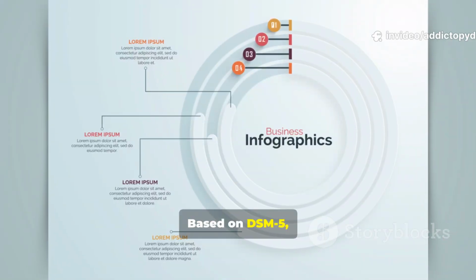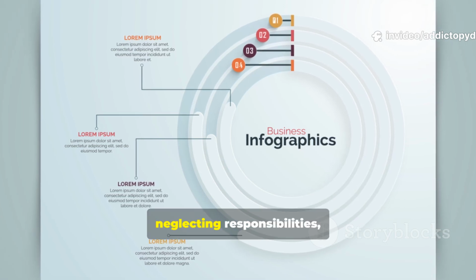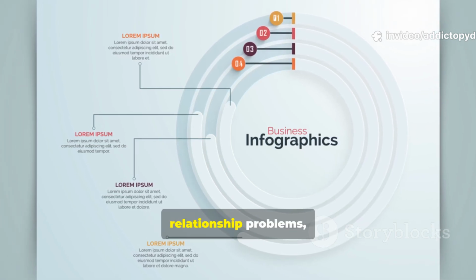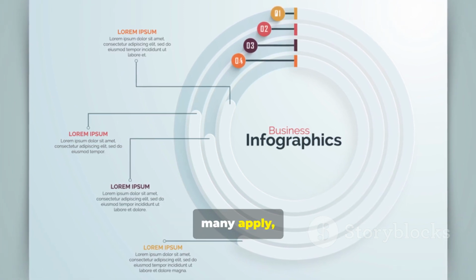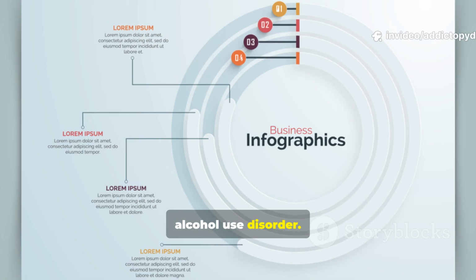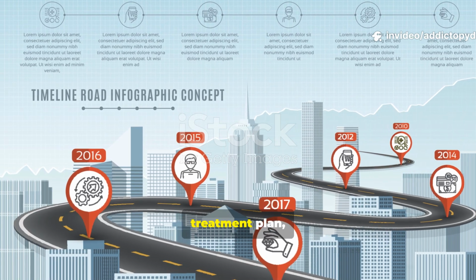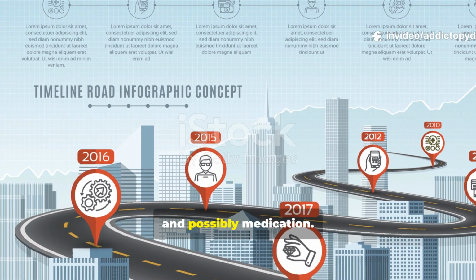Based on DSM-5, Alex would meet multiple criteria: loss of control, neglecting responsibilities, relationship problems, and cravings. Depending on how many apply, he might be diagnosed with a moderate to severe alcohol use disorder. This diagnosis would then guide his treatment plan, which could include therapy, support groups, and possibly medication.